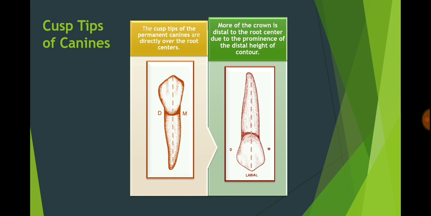Now, cusp tips of canines. The cusp tip of the permanent maxillary canines. We have discussed primary teeth development, and later on we're going to discuss the actual morphology of the primary teeth, but this lecture is about permanent teeth.